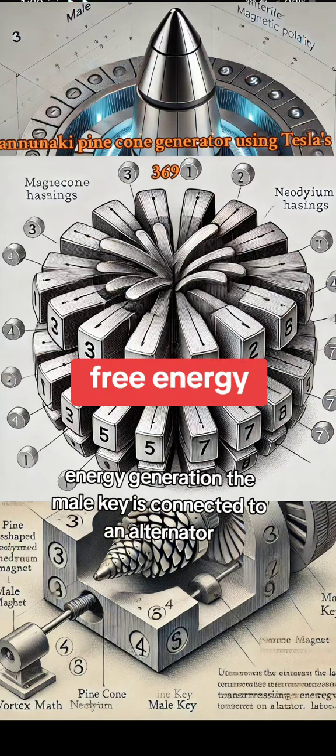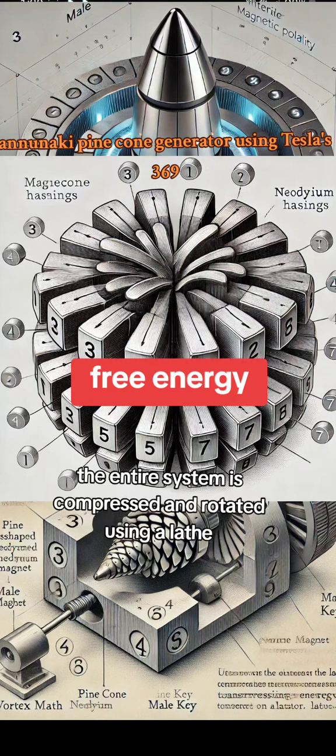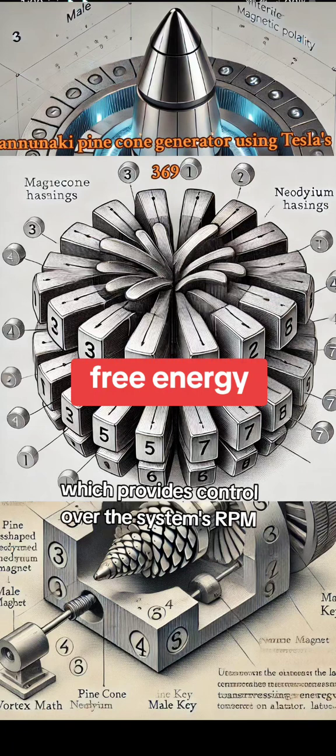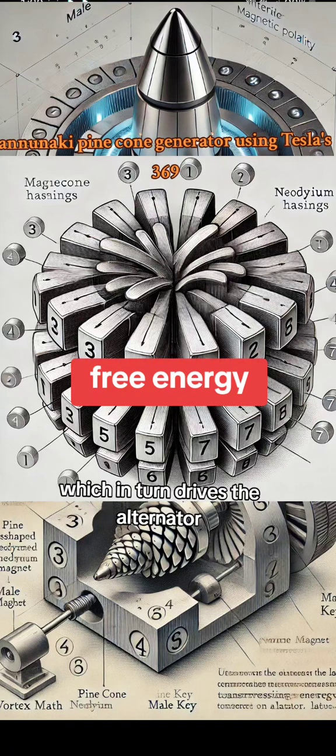Energy generation. The male key is connected to an alternator. The alternator converts the mechanical rotational energy into electrical energy. The entire system is compressed and rotated using a lathe, which provides control over the system's RPM, rotations per minute, and pressure.